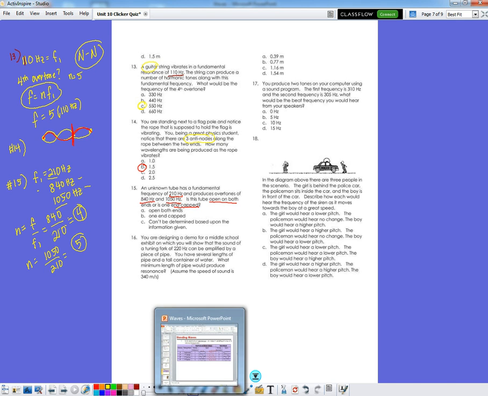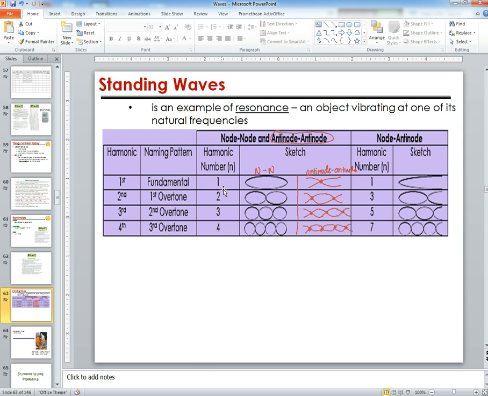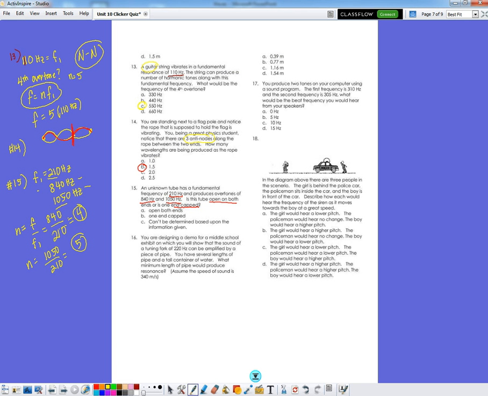And again, if you look at the table that we have, in the harmonic number, the one that can give you 4 and 5 will be only node-node or antinode-antinode, right? Because in the node-antinode, it is only odd numbers. So going back to this one, end cap or open both ends, then it should be open on both ends.